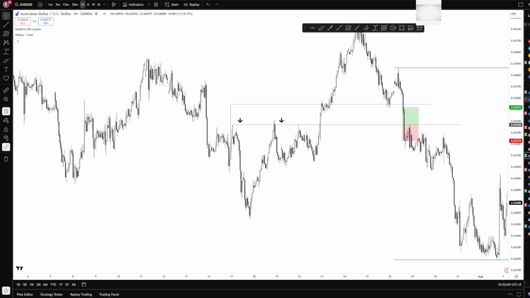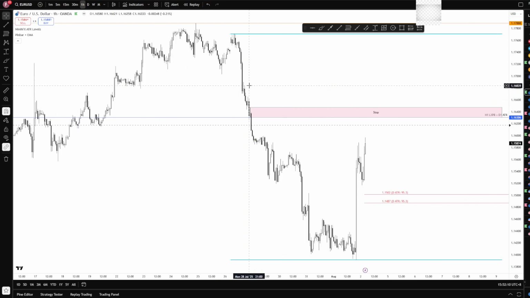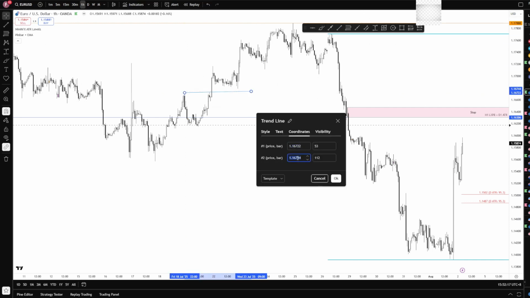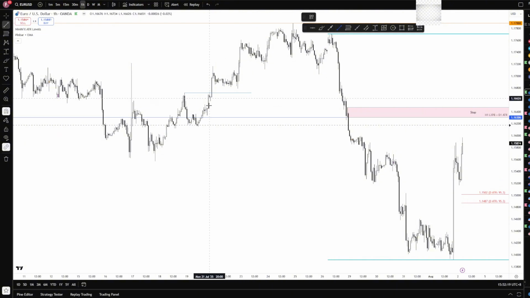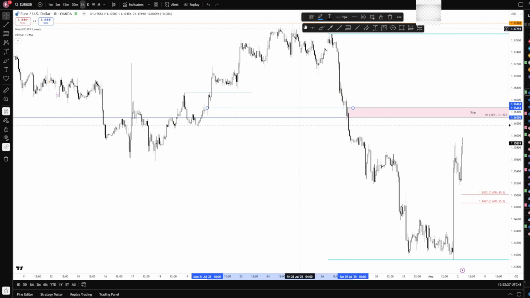The second trade I took was on euro dollar on the same day. Euro dollar was dropping very quickly on the Monday. There were two naked H1 levels over here. The first level is this, and the second level is this. So I took the trade something like this. This is how my entry and stop look.